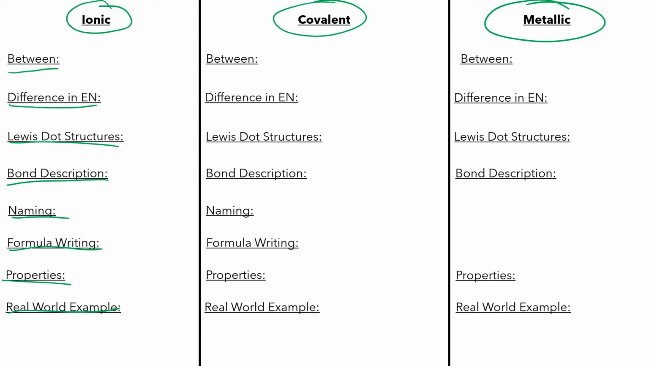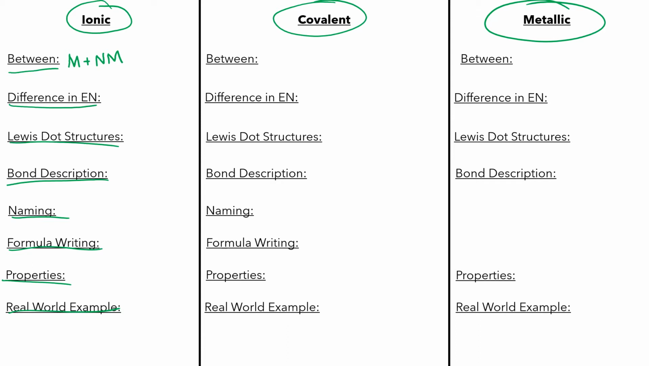So let's start at the top. For between, you need to describe the types of elements that form this bond. So for ionic, we know that it is between a metal and a non-metal. Now I want you guys to fill in the rest.